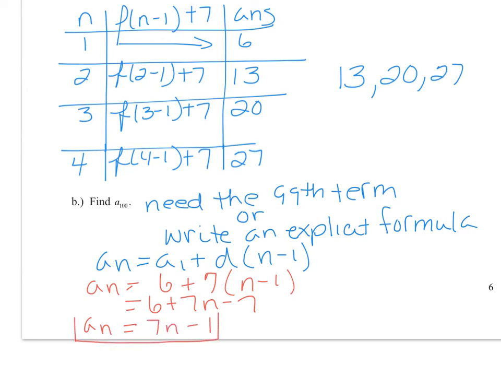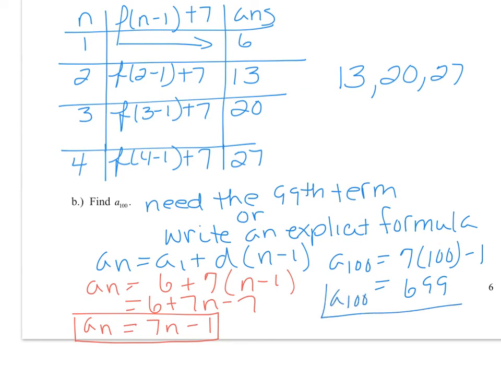There's my explicit formula. Now we're going to use that explicit formula to find the 100th term. So a sub 100 is going to be 7 times 100 minus 1, which comes out to be 699. So the 100th term, or a sub 100, is 699.